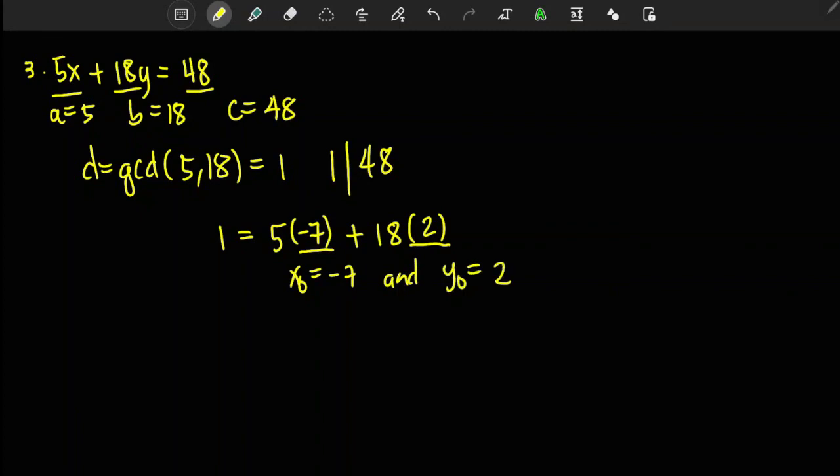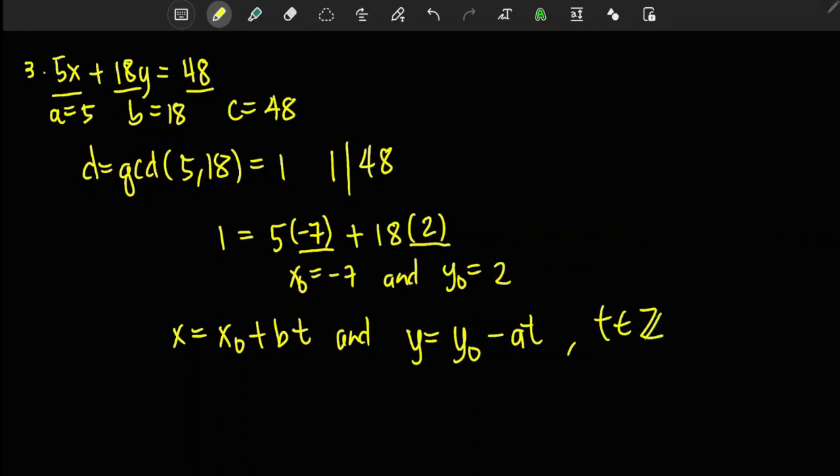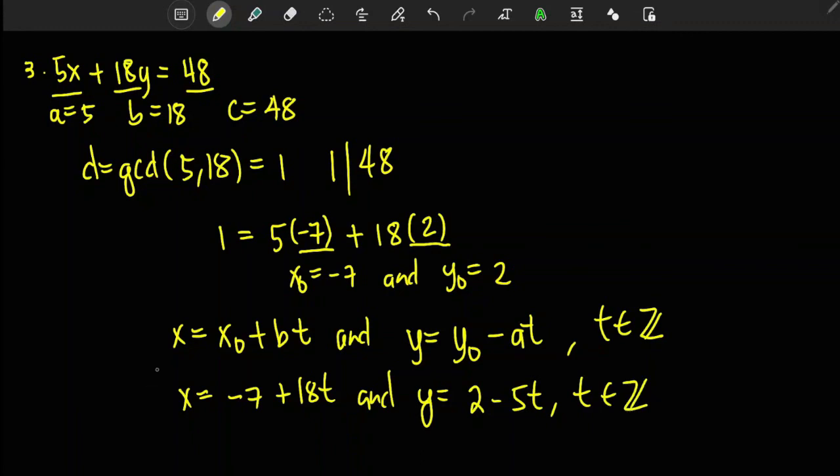Now, all we need to do is to substitute the value of the particular solution in our equation. x equals x sub 0 plus bt and y equals y sub 0 minus at, where t is any arbitrary variable. So this time, we no longer need to divide by d since d has a value equal to 1. So we have x equals negative 7 plus b, which is 18t, and y equals, so we have y sub 0 is 2 minus a, which is 5t, where t is any arbitrary integer.